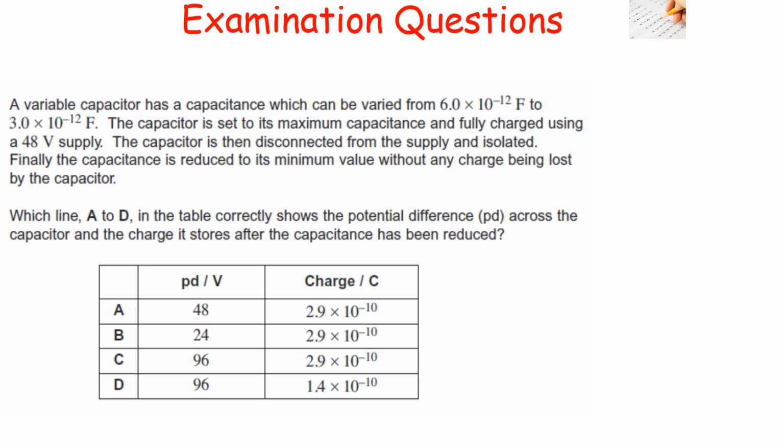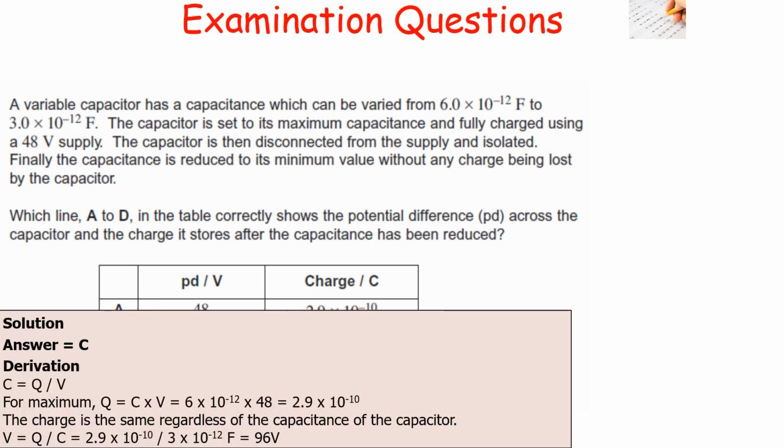Well, here our answer is going to be C, because you know that capacitance is equal to charge over potential difference. So therefore, for the maximum, we can say that charge is equal to capacitance times potential difference. And we know our maximum capacitance is 6 times 10 to the minus 12, and we know that our potential difference is 48 volts from the question. So we get 2.9 times 10 to the minus 10 coulombs, and then the charge is the same regardless of the capacitance of the capacitor.